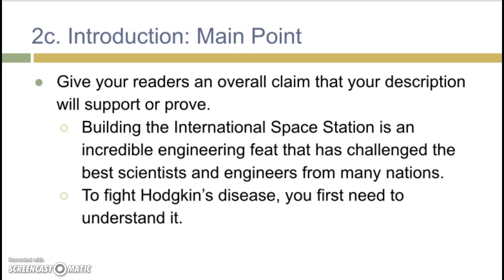After the purpose statement, we would want to create a main point. So give your readers an overall claim that your description will support or prove. First example, building the International Space Station is an incredible engineering feat that has challenged the best scientists and engineers from many nations. Or, in the topic about Hodgkin's disease, we might say something like, to fight Hodgkin's disease, you first need to understand it.